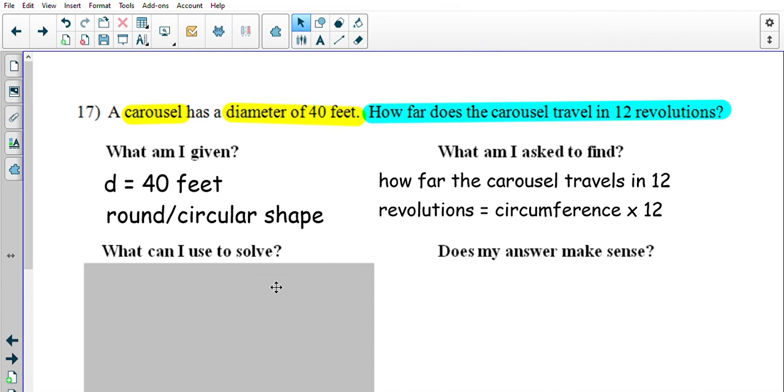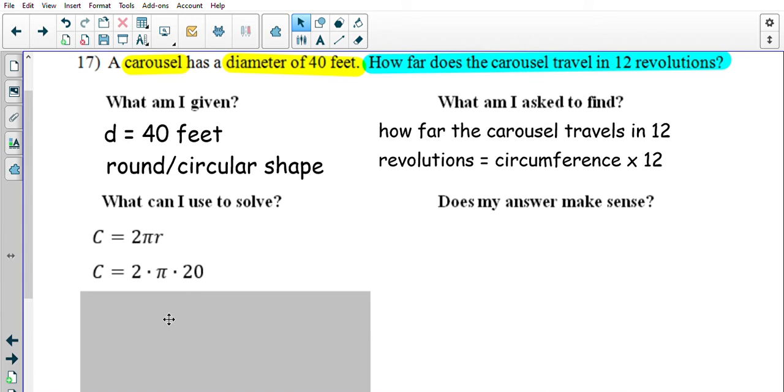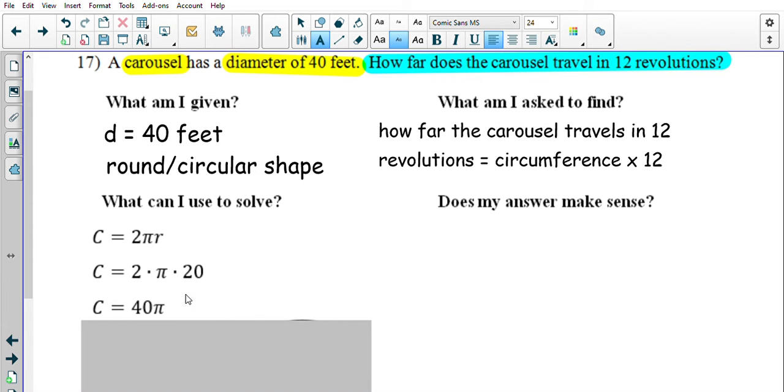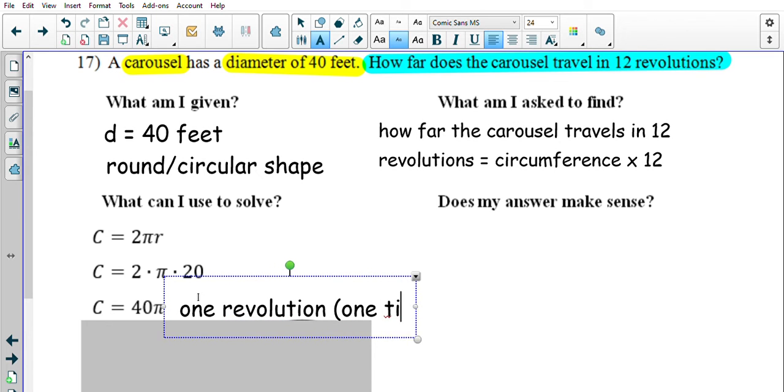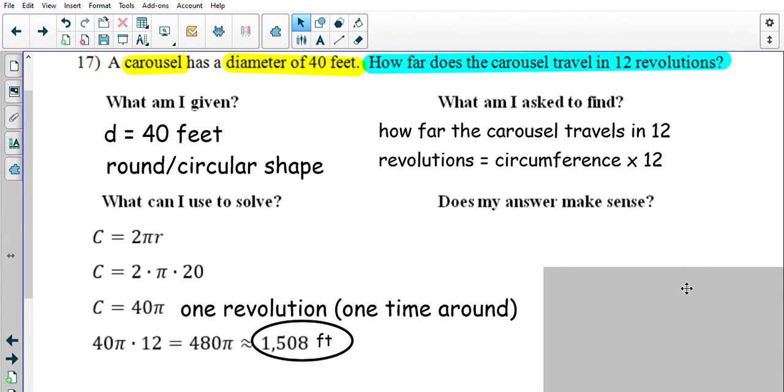So that means we want to use the circumference formula for a circle, which is 2 pi r. Keep in mind I'm given the diameter to be 40 feet, so I want to use the radius, which is 20. So I'll do 2 times pi times 20, which gets me 40 pi for the circumference. And that represents one revolution, or one time around. And I want to find 12 revolutions, so I'm going to multiply by 12. So you can see that I did that here. Let me erase that box. I took 40 pi times 12, which got me 480 pi.